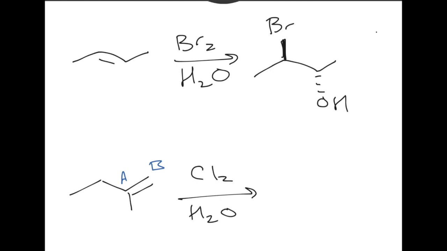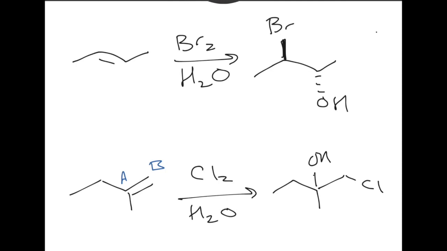All right, so I'm going to add chlorine and OH. Which carbon gets the OH? Which carbon gets the chlorine? Carbon A gets the OH. So you end up with OH and Cl. But I appreciate you putting yourself out there.